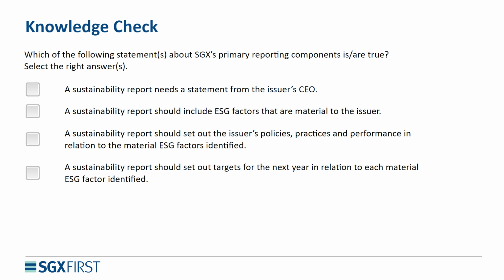The following statements about SGX's primary reporting components are true. 1. A sustainability report should include ESG factors that are material to the issuer. 2. A sustainability report should set out the issuer's policies, practices, and performance in relation to the material ESG factors identified. 3. A sustainability report should set out targets for the next year in relation to each material ESG factor identified.